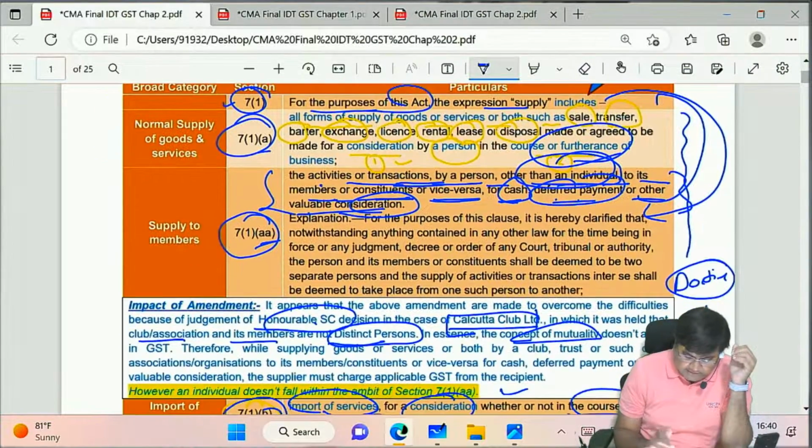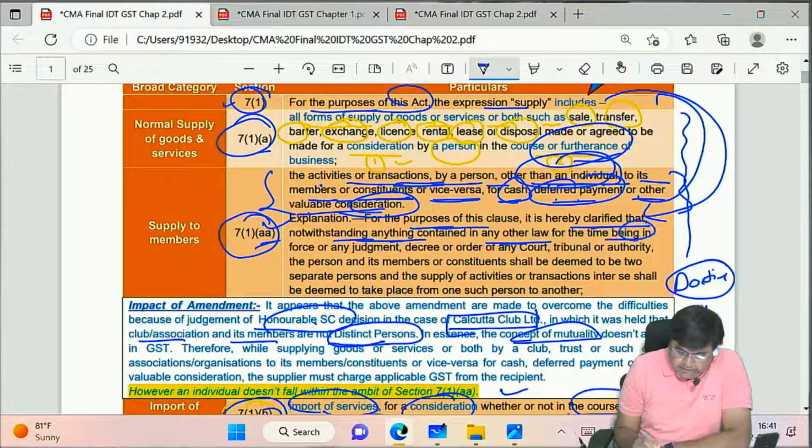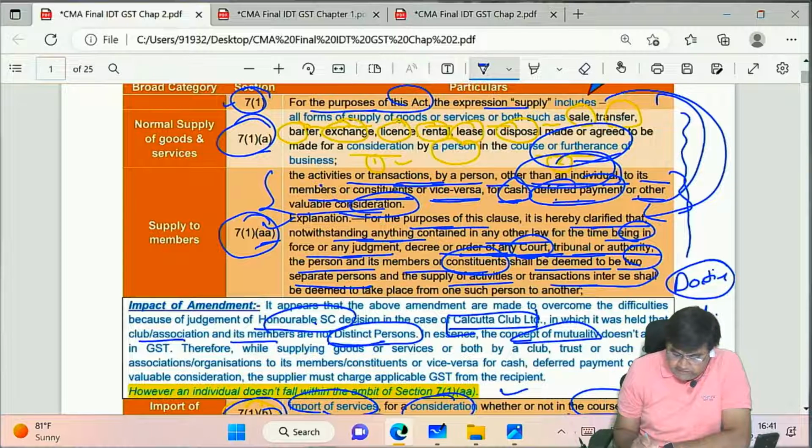Then there is an explanation also, part of this provision. For the purpose of this clause, it is hereby clarified that notwithstanding anything contained in any other law for the time being in force, or any judgment, decree or order of any court, so because the court has already decided, they have clearly written in the explanation, on any order of any court, which includes the Supreme Court, tribunal or authority, the person and his members or constituents shall be deemed to be two separate persons, and the supply of the activity or transaction shall be deemed to take place from one such person to another.